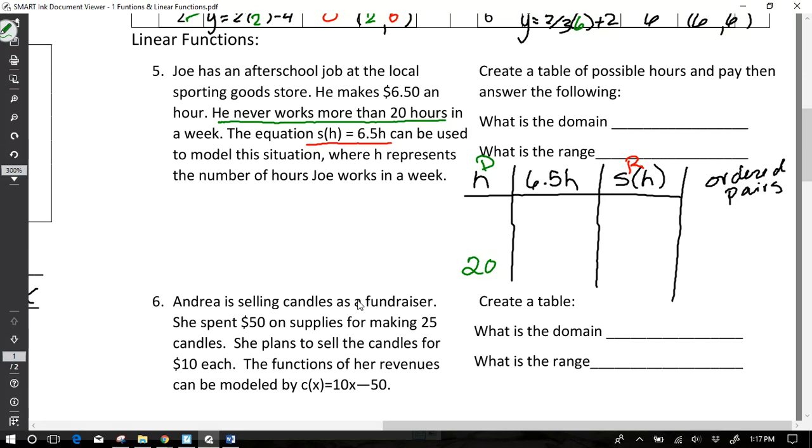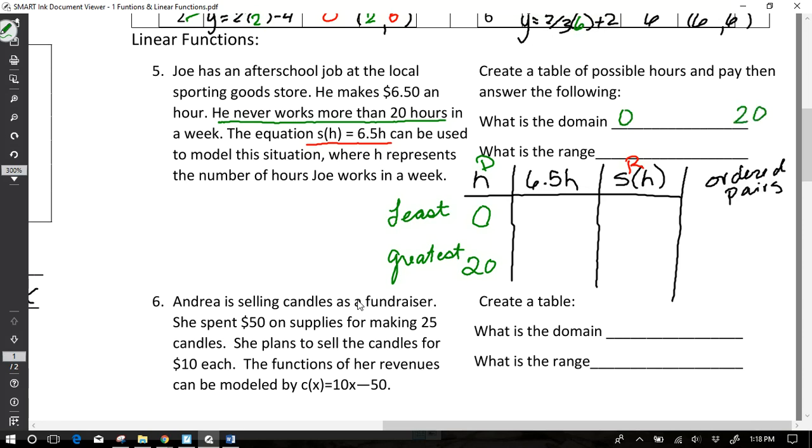Hopefully, some of you said 0. It is possible to take a whole week off, go on vacation, and not work at all. So the least amount of hours he can work is 0, and the most amount of hours that he can work is 20. So this is least, and this is greatest. And this is green. It represents our domain. So we can answer the very first question. What is the possible domain? 0 is the smallest, 20 is the largest.